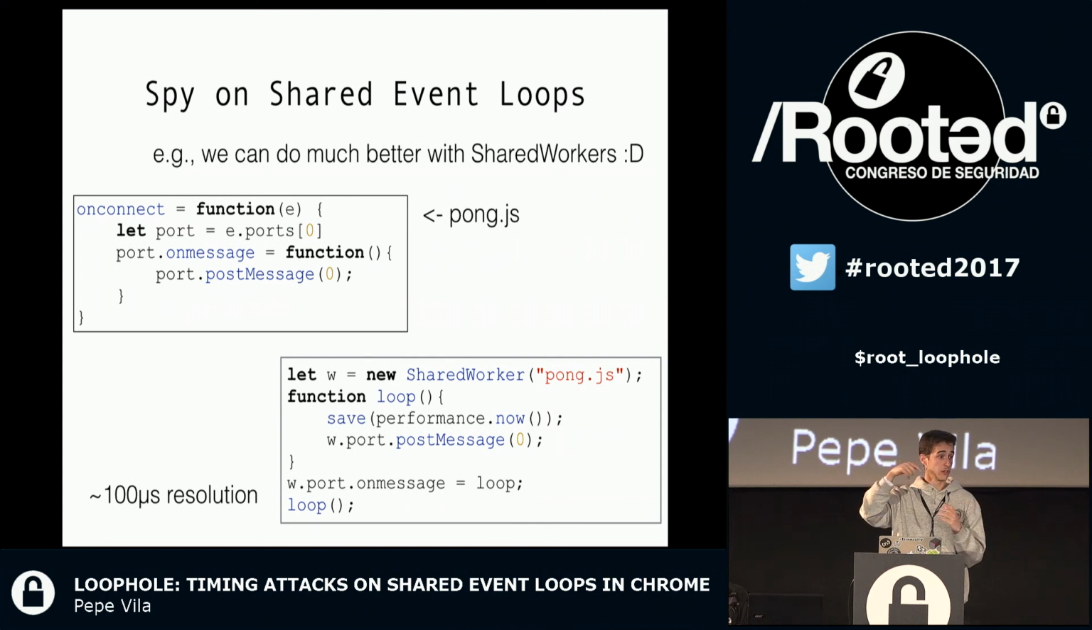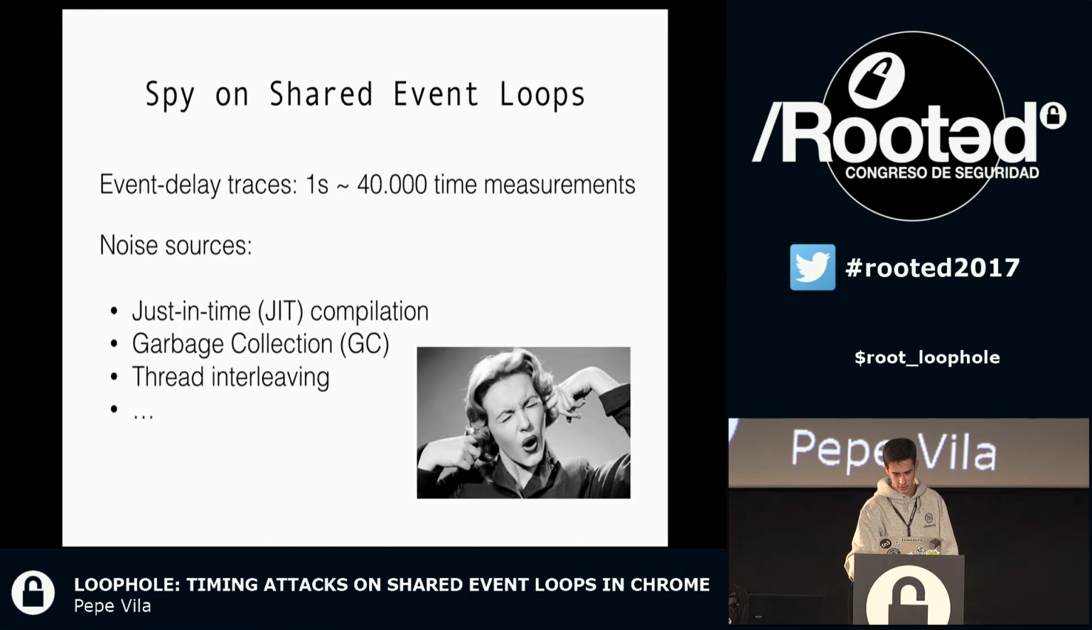If the input-output thread is congested, we will see delays in the trace that we generate. This could improve if instead of saving timestamps on one side, we save them on both sides, on the shared worker and the spying website. And then we match them. This is the idea. With that very simple JavaScript that can be executed in a website, we would generate event delay traces. In 1 second, we will have some 40,000 time measurements.